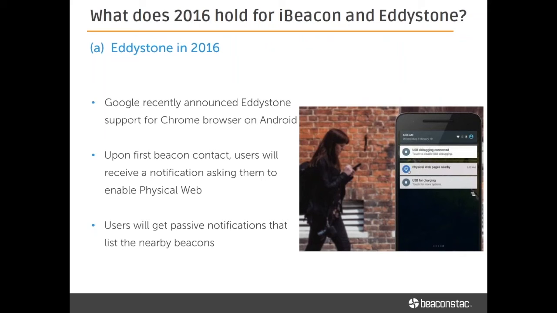So the way it works is, the first time a user is in the vicinity of an Eddystone beacon, they receive a notification asking them to enable Physical Web. Post that, they just receive notifications wherever there's an Eddystone beacon nearby, pushing them URLs or any other such information.